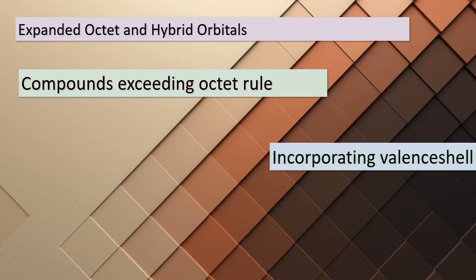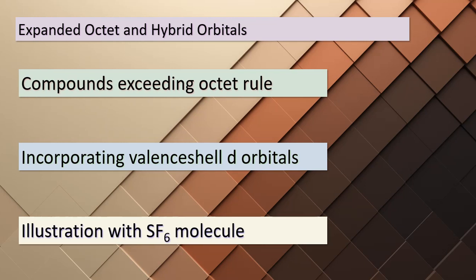Hello, students. Today, we're going to delve into an intriguing concept related to molecular structures, particularly when compounds decide to break the octet rule. As we know, many compounds prefer having 8 electrons in their valence shell, but there are exceptions. Compounds like SF6 challenge this rule and go beyond 8 electrons. How do they do this?